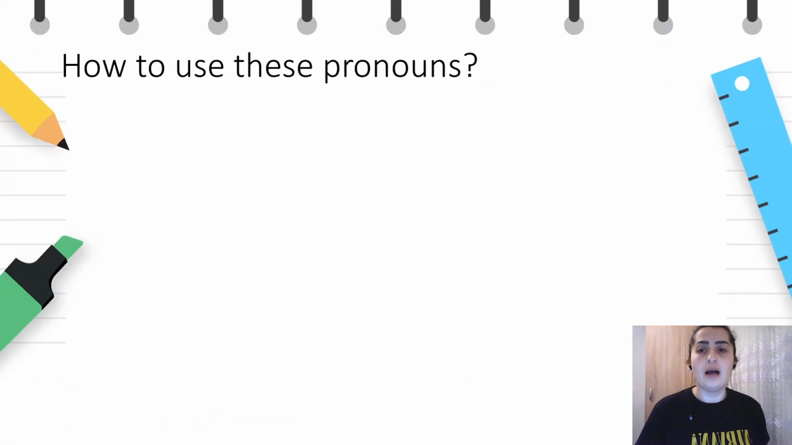Now, how do we use these pronouns? So now I will show you a couple more examples where you should first find the nouns, decide which one of them is the subject and which one is the object, and then replace them with subject and object pronouns.